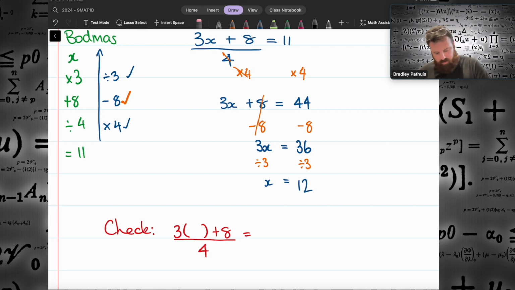What we do now is, on my calculator, I'm going to use brackets. I'm going to type 3, bracket 12, plus 8, all over 4. I'm going to press equals, and my calculator is going to spit 11 out as the answer. And when that happens, I know that I'm correct. If it didn't spit out 11, I'm going to go back and check my maths to see if I made a mistake somewhere.